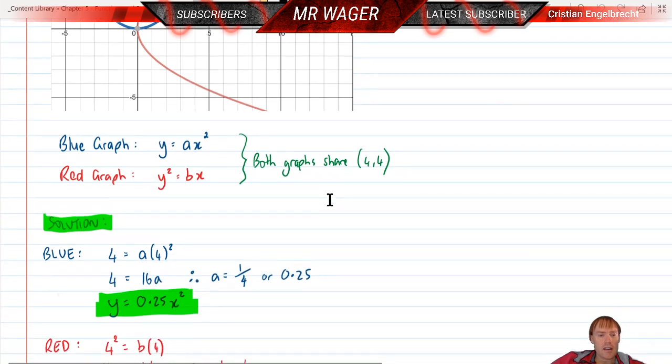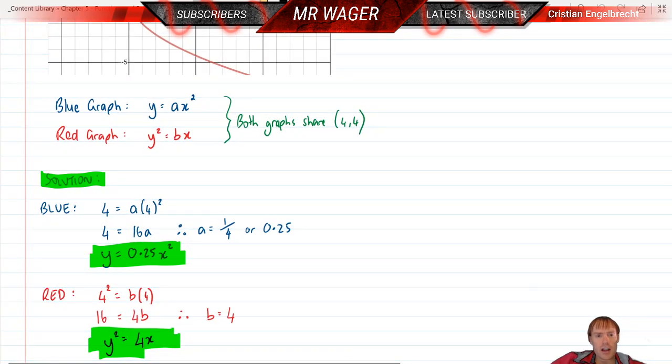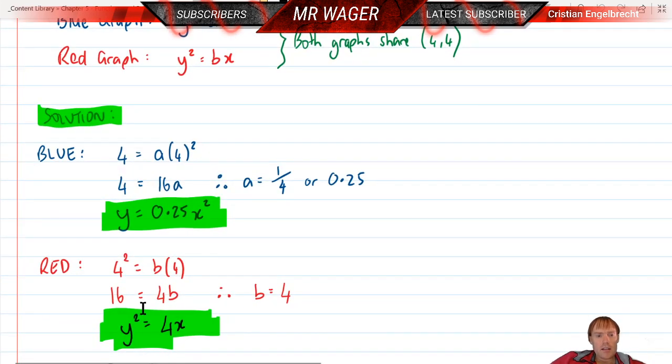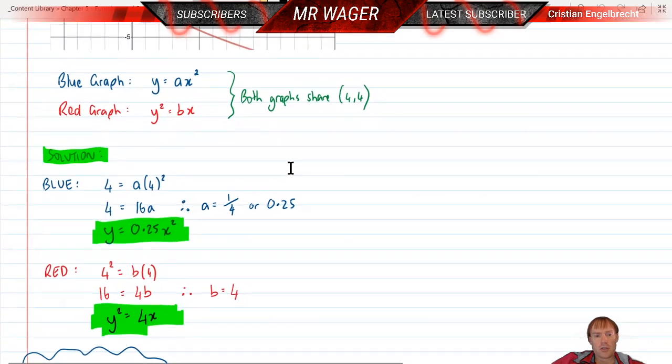Nice and easy. The red graph, same thing. Substitute the y value and the x value from the known coordinate, 4, 4, into your rule. So we get 4 squared equals b times 4. 16 equals 4b. So therefore, solving that, you get b equals 4, which is 16 divided by 4. And so the equation for this one is y squared equals 4x. And they are the two equations of those two parabolas.